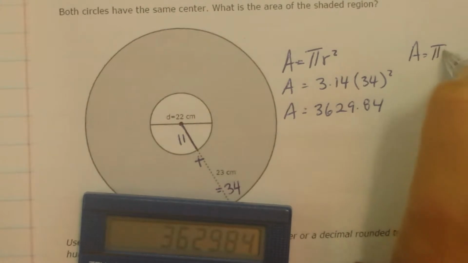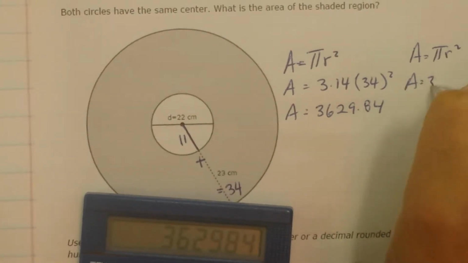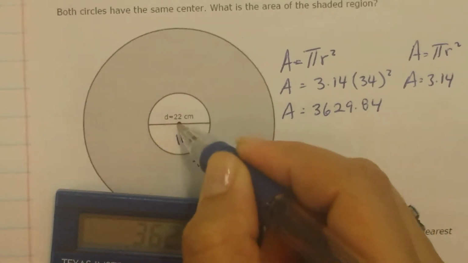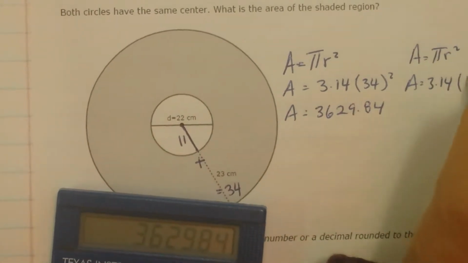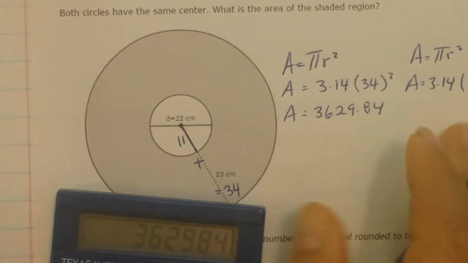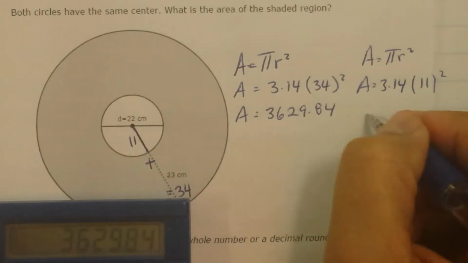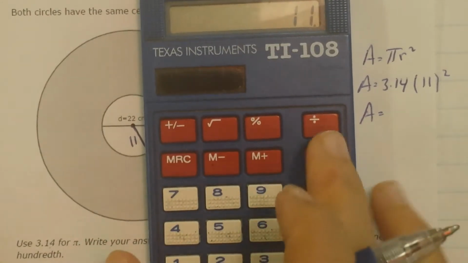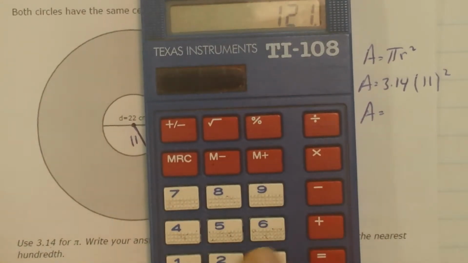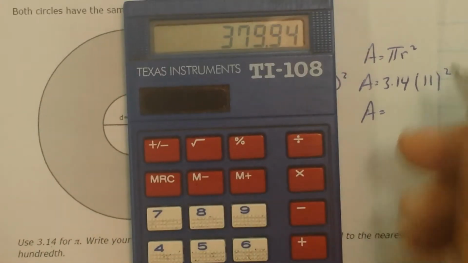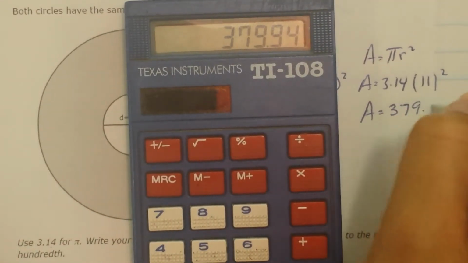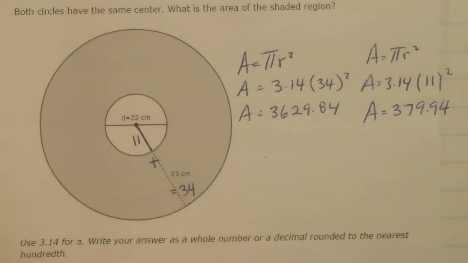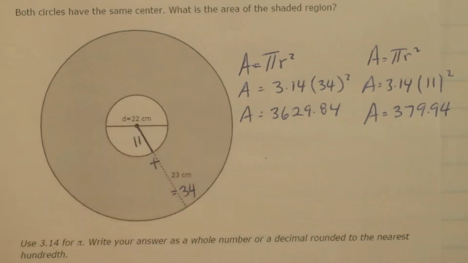Area is still pi r squared. So the area of the small one is 3.14 times the radius of the small one, not the diameter, the radius, 11 squared. The area equals 11 times 11, which is 121, times 3.14. So the area of the small one is 379.94. To find just the shaded region, it's going to be the area of the big one minus the area of the small one.